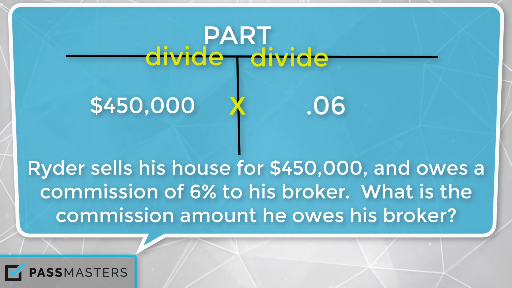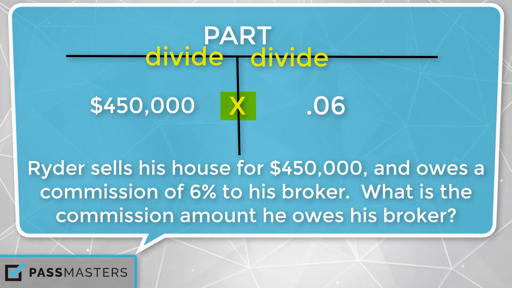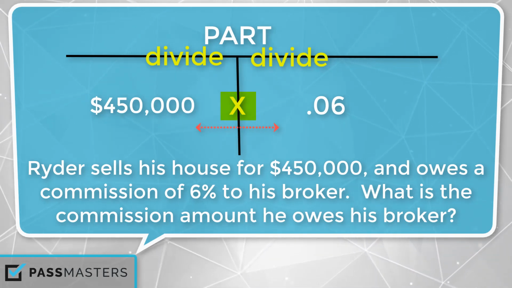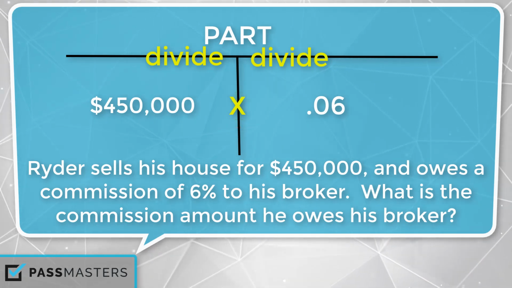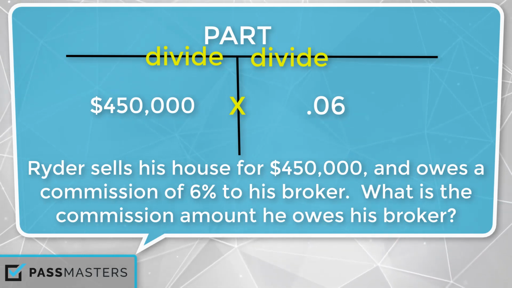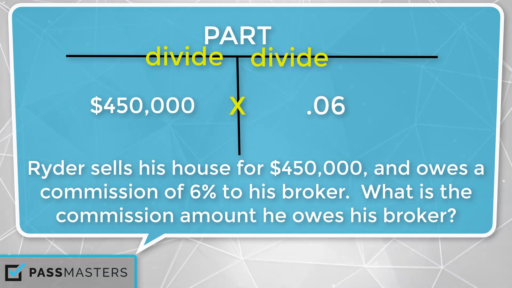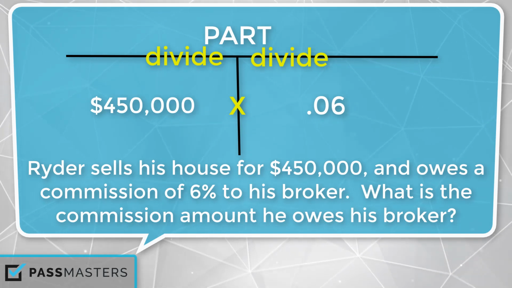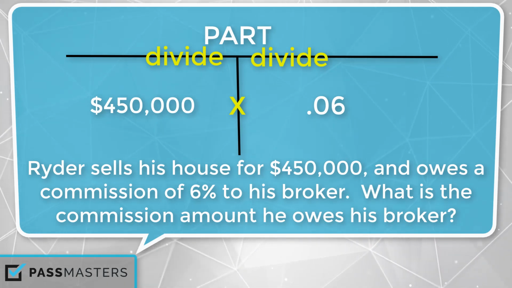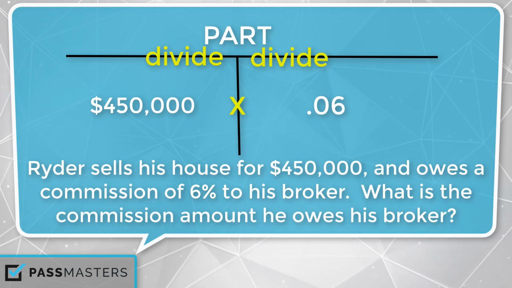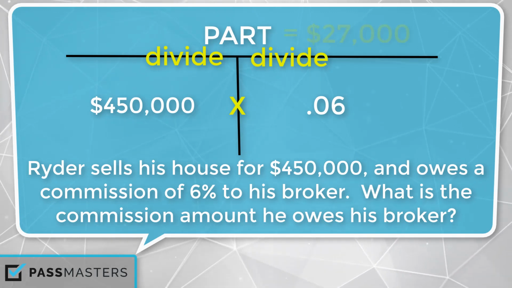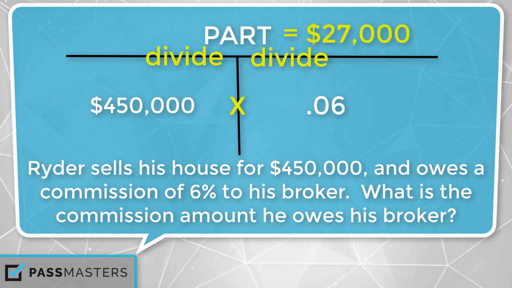If we only have the 2 bottom numbers, what are we going to do? Multiply. We go across the T. Multiplication, right? Okay, so we're going across. So if we multiply 450,000 times, is it 6 or is it 0.06? It's 0.06. So we multiply that and we come up with the correct answer of $27,000.